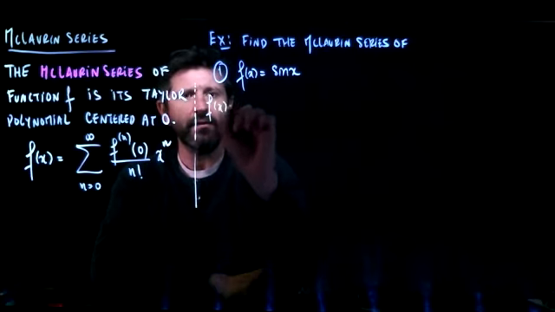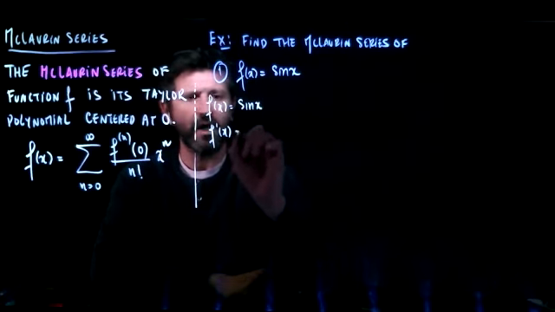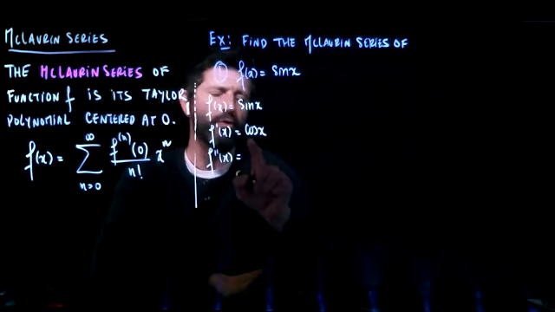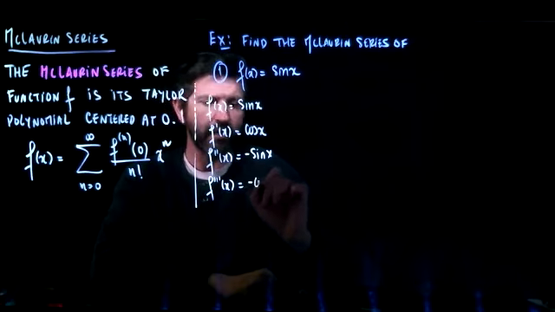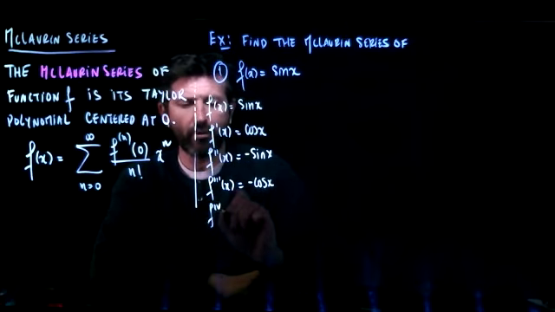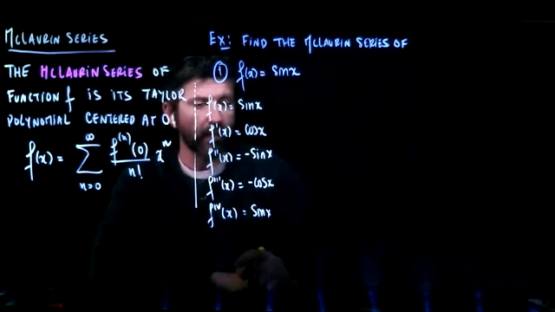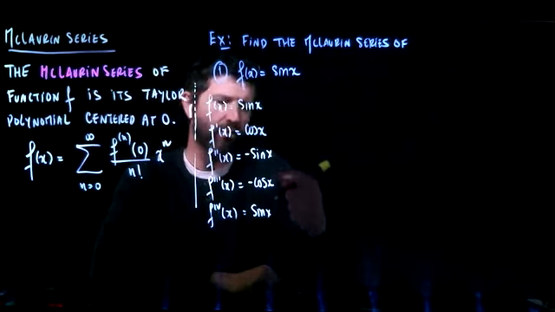f of x is sine x. So I'm going to need f prime. f prime is cos. f double prime, the derivative of cos, is negative sine. f triple prime is negative cos. And then the fourth derivative, I'm back to sine. And again, I keep going. So it resets. The next ones will be cos, negative sine, negative cos, sine, cos, negative sine, negative cos, sine, and so on forever. You with me?